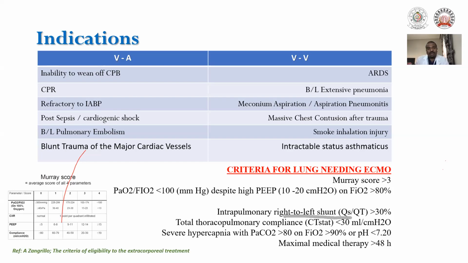There are criteria for lungs needing ECMO. The first one is the Murray score. You calculate the Murray score, and as per the ELSO guidelines, they advise that if your Murray score is greater than 3, you must consider putting the patient on ECMO in the correct clinical setting. They also suggest that if the patients are above 2 on the Murray score, you should consider transferring the patient to an ECMO-capable center or a facility that can handle ECMO patients.